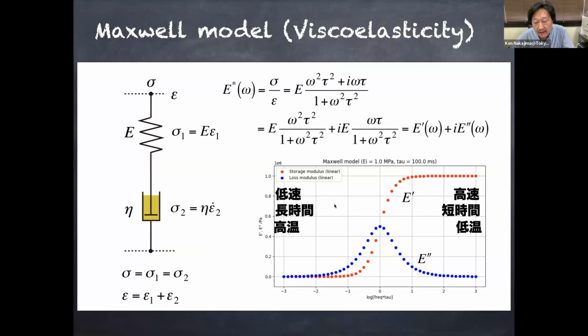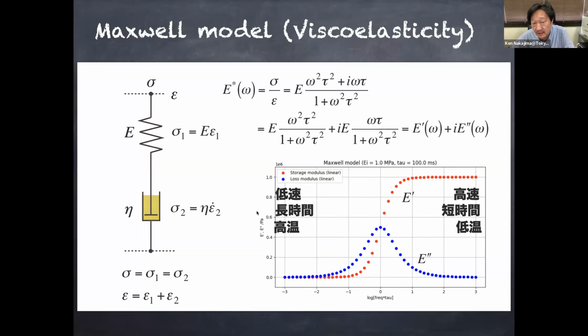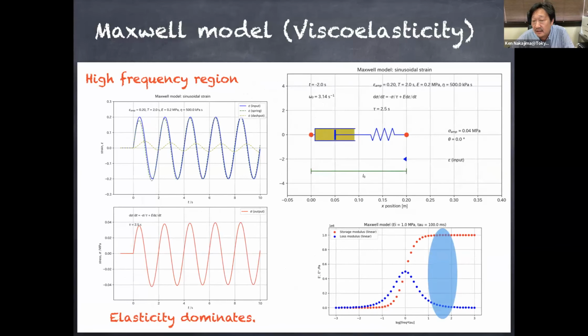But anyway, the difference is that at high speed or low temperature, the modulus exists, but at high temperature, low speed, the modulus value gets closer to 0. That's the difference. But just looking at this is not good enough, so I also prepared some simulation results.